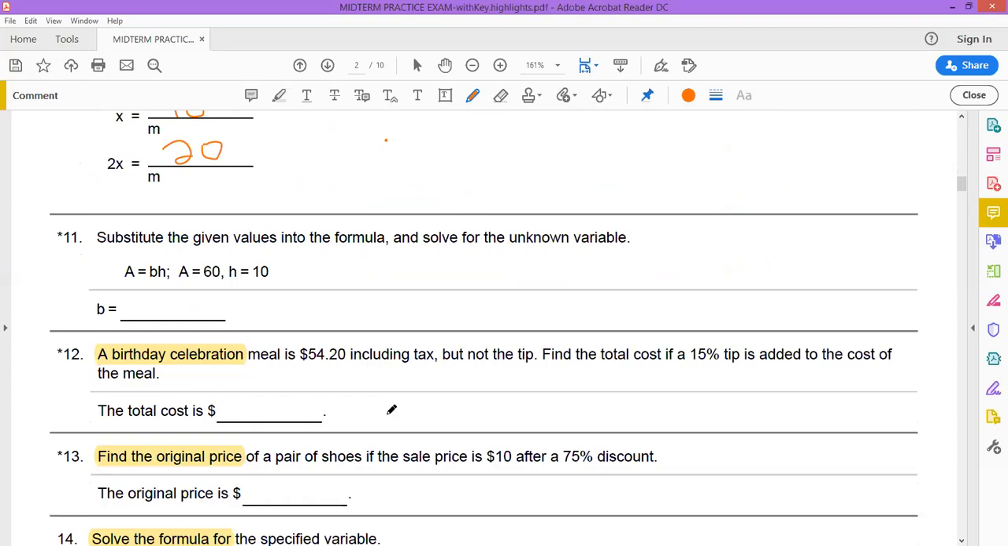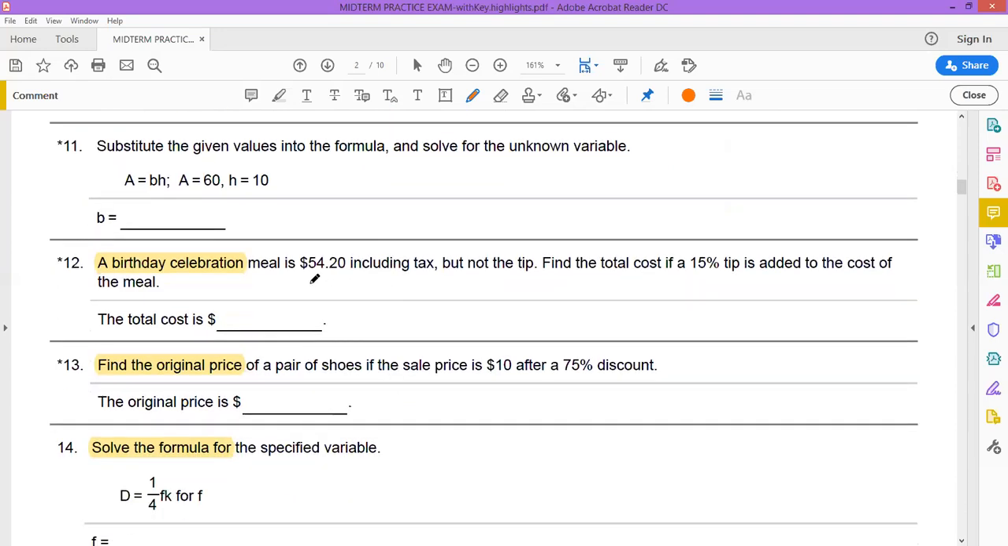All right, let's look at number 12. The birthday celebration meal is $54.20, but that includes tax and not the tip. So we want to know the total cost if we add a 15% tip to this meal. All right, so to get the total cost, we're going to add two things together.